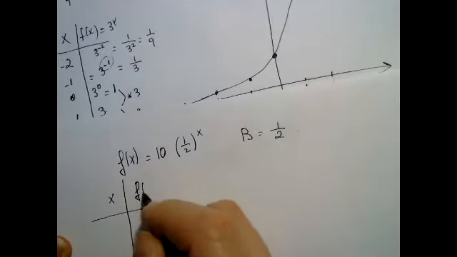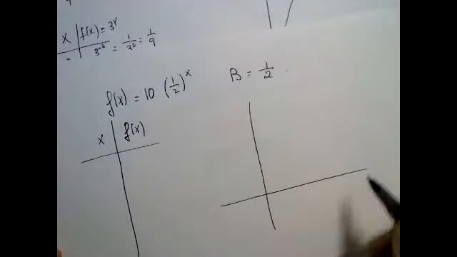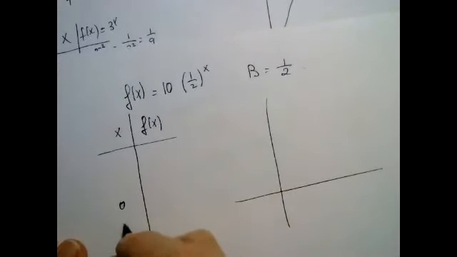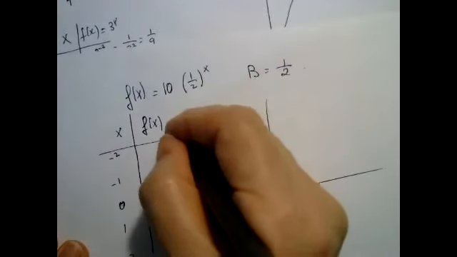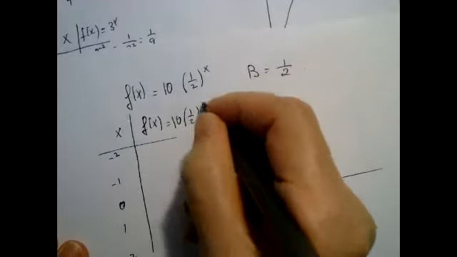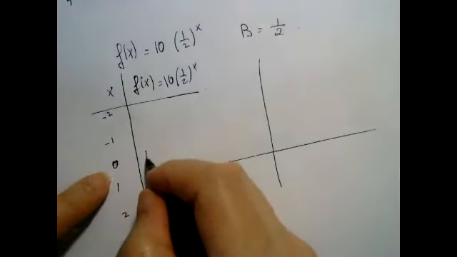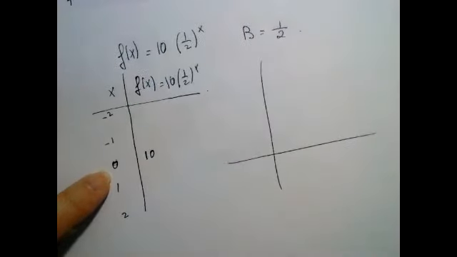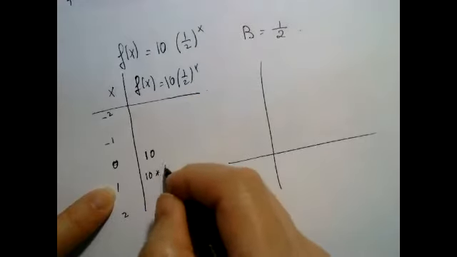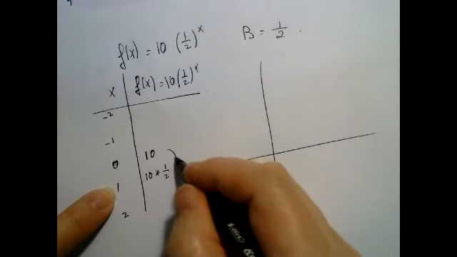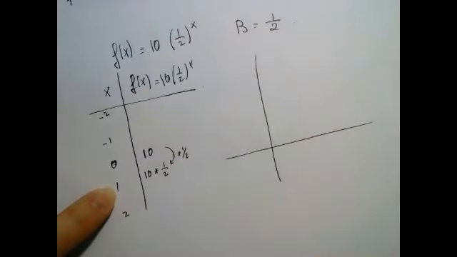This is x, this is f of x. Okay, and let's see how it's going to affect the graph. Again, I'm going to take values 0, 1, 2, -1, -2. And my output is 10 times a half to the x. So how will the graph be affected? At 0, it's 10. At 1, it's 10 times a half. So this time, we're multiplying by a half. Means the numbers are going to become smaller.